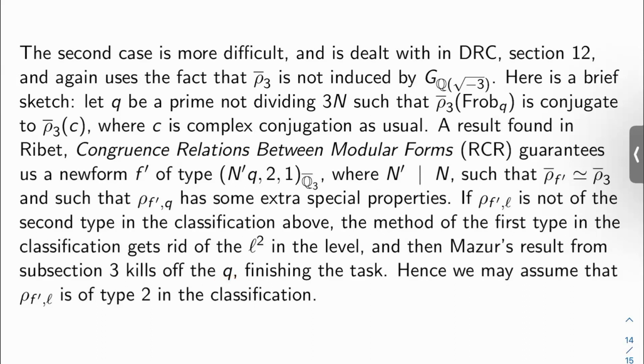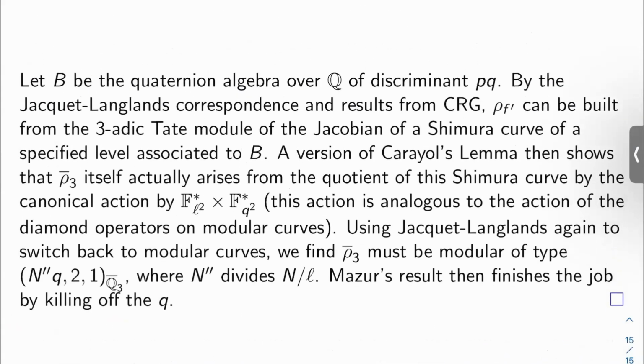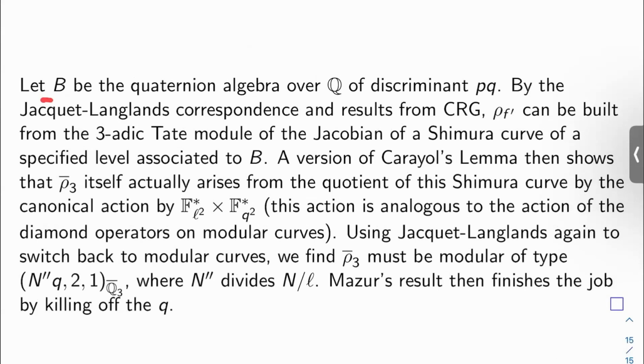So what does this mean? The upshot is I can actually assume that rho of f prime at L is in type 2 in the Carayol-Livné classification. Okay, so now you have to get into some weird Jacquet-Langlands stuff to finish. Let B be the quaternion algebra over Q of discriminant pq. By Jacquet-Langlands and known results, rho of f prime can be built from the 3-adic Tate module of the Jacobian of a Shimura curve of specified level associated to B, similar to what we did in the proof of Ribet's theorem. A version of Carayol's lemma, which I said we were going to use, then shows that rho-bar_3 itself actually arises from the quotient of this Shimura curve by the canonical action by F_L squared cross F_q squared.